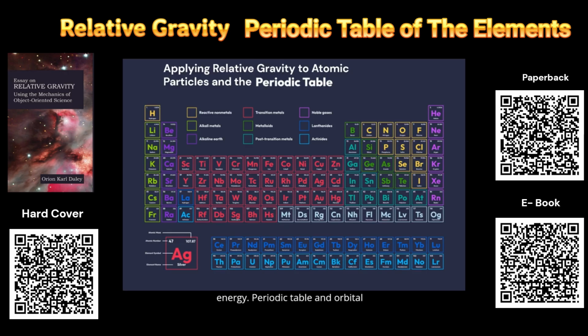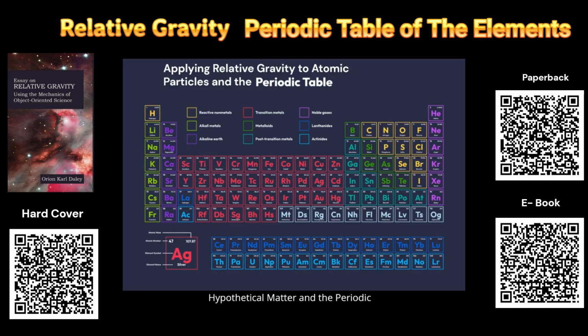Periodic table and orbital configurations. The periodicity of elements reflects these equilibrium states in multi-particle systems. As new protons and electrons are added, the system recalibrates, forming new orbital structures. This dynamic perspective enhances our understanding of the periodic table.